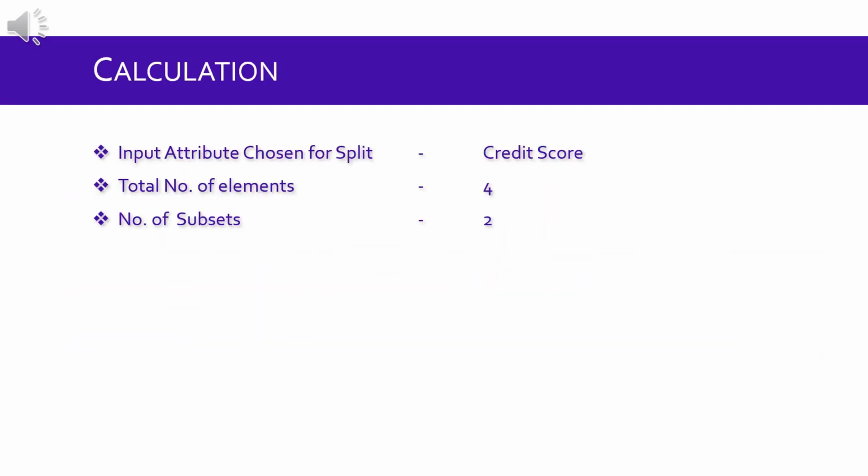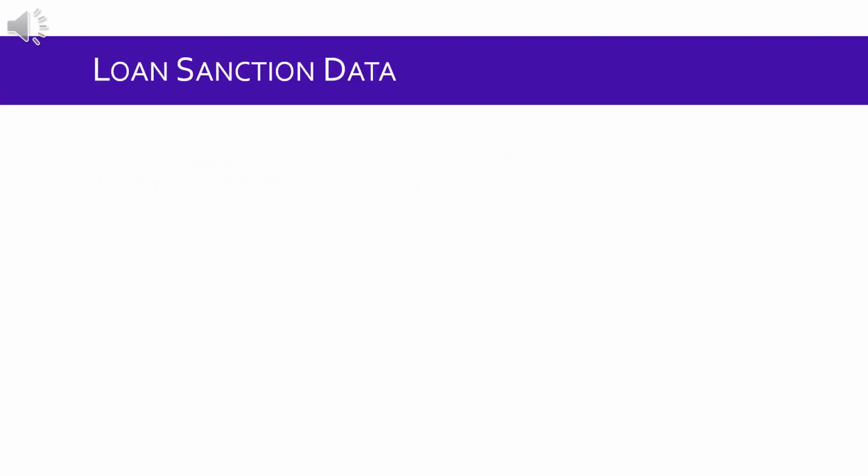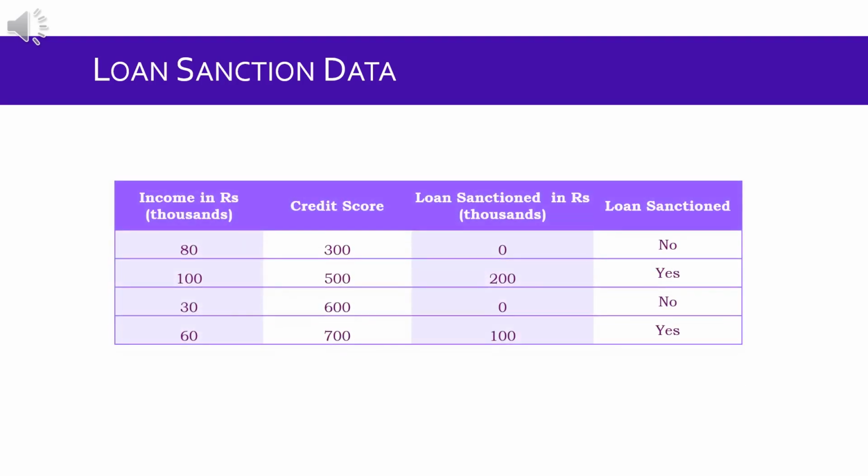Let us choose the credit score as the attribute for splitting the data. The total number of elements, that is number of loan seekers, is 4. Again, the number of subsets is 2. As credit score is chosen as the attribute, the second column in loan sanction data is arranged in ascending order. As there are 4 elements in loan sanction data, 3 splits are possible. The group wise elements in each split is given by 1, 3, 2, 2 and 3, 1.